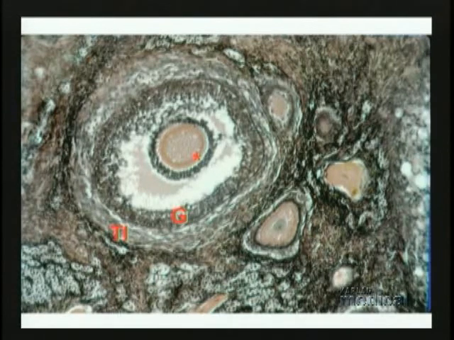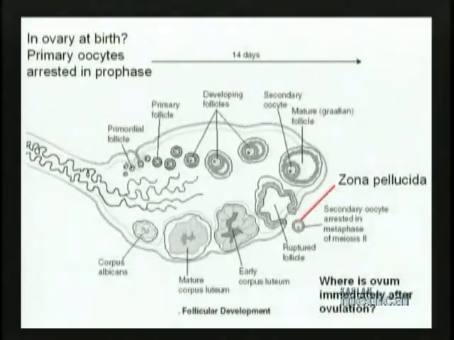The area at the asterisk indicates the location of the zona pellucida. The granulosa cells you can see are outermost in this follicle, and they're separated by a basement membrane from the more external theca interna cells, both of which are obviously secretory in nature.